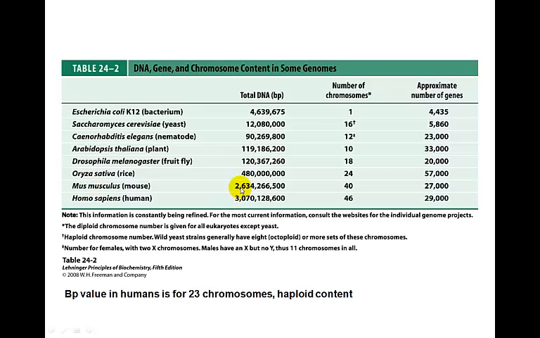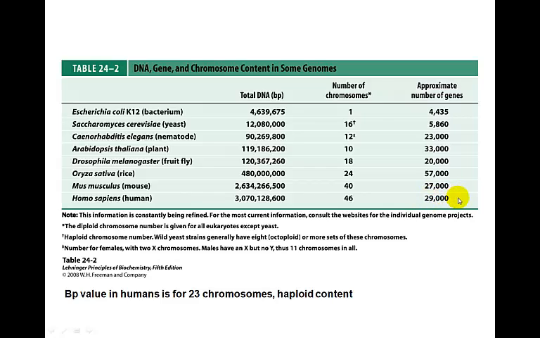Mouse, 2.6 times 10 to the 9th base pairs, and for both mouse and Homo sapiens, this is the haploid number of base pairs. So if it has 40 chromosomes, this is the number of base pairs in 20 chromosomes, 27,000 genes. And humans, 3.0 times 10 to the 9th base pairs in a haploid cell. That would be 23 chromosomes, and 46 chromosomes in a diploid cell, where you'd have 6.0 times 10 to the 9th base pairs.